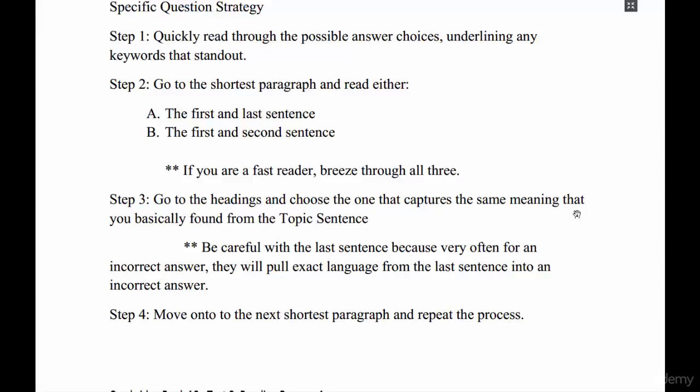Always keep in mind, the IELTS exam is an English test. That's what it is. It's an English test, right? So how are they testing your English? They're testing your English with synonyms. All right, so just keep that in mind.